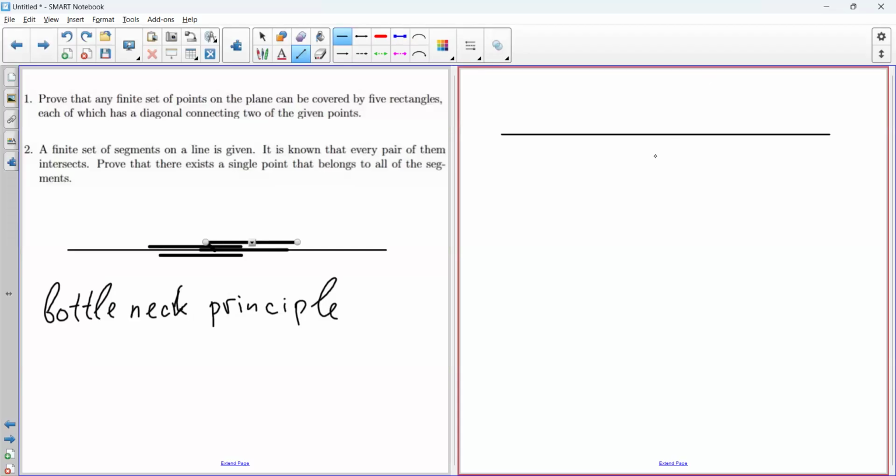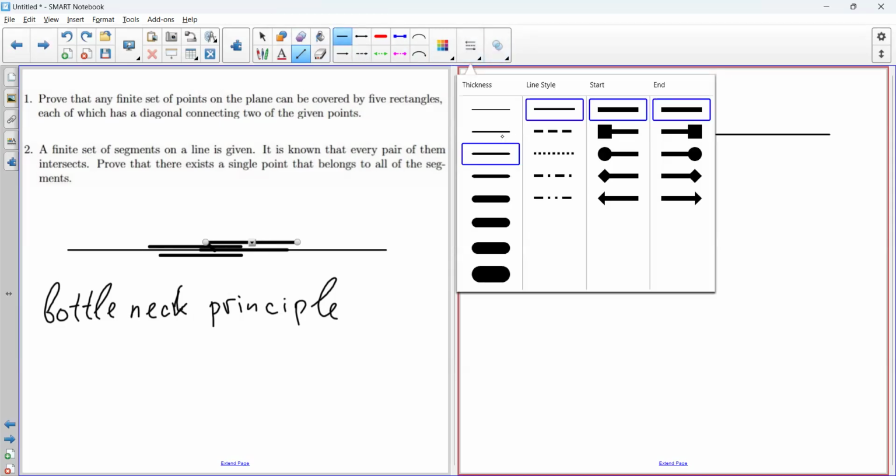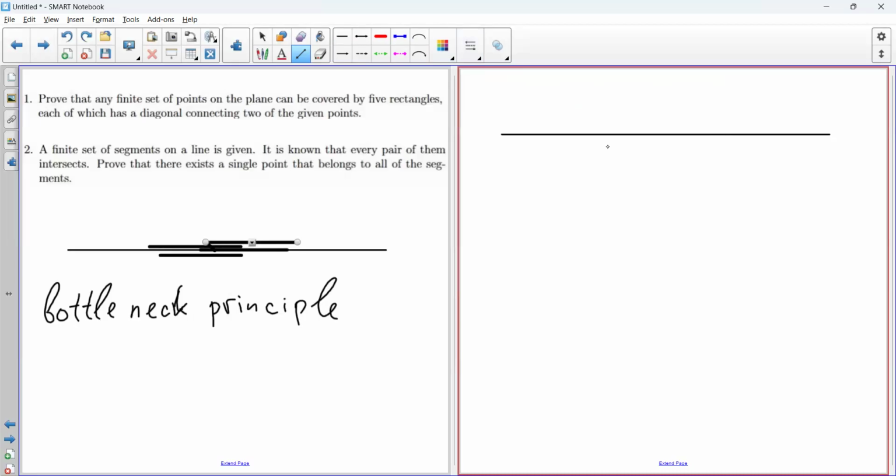We will consider the segment with, I would say, the most left position and the most right position. And they must still have an intersection, because they either coincide somehow, or they intersect by the conditions.